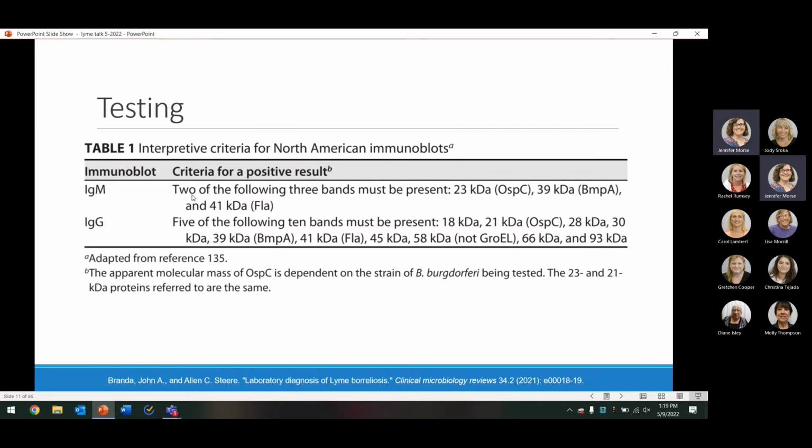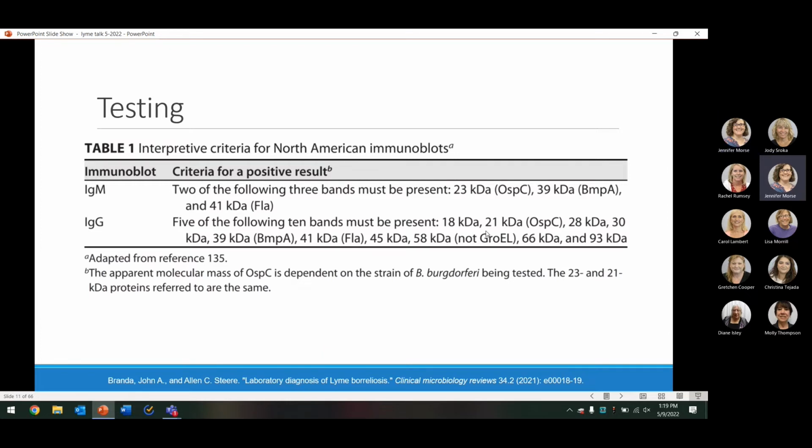So for IgM, to be considered positive, you should have 2 of the 3 following bands. And for the IgG, you should have 5 of the following 10. And I'm going to show some images of it in a minute. But that's what we talk about with bands.